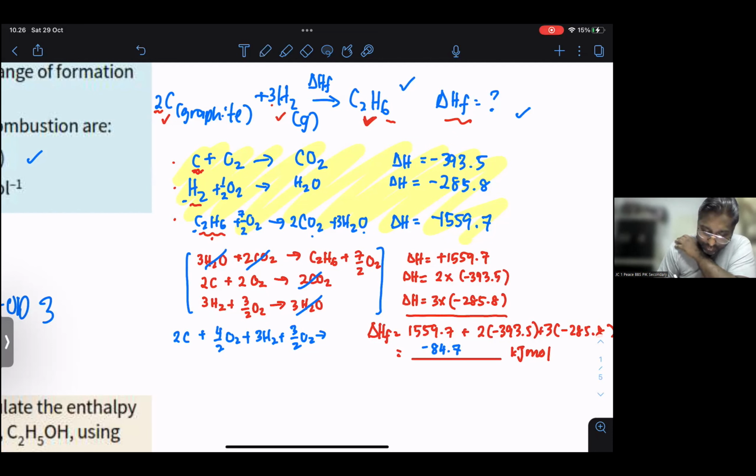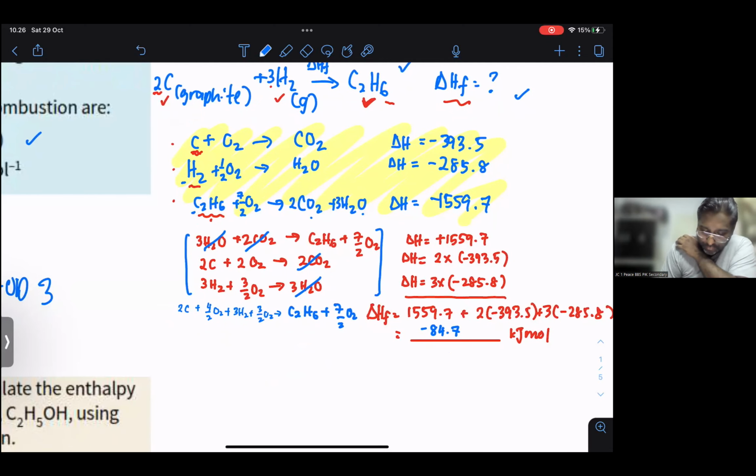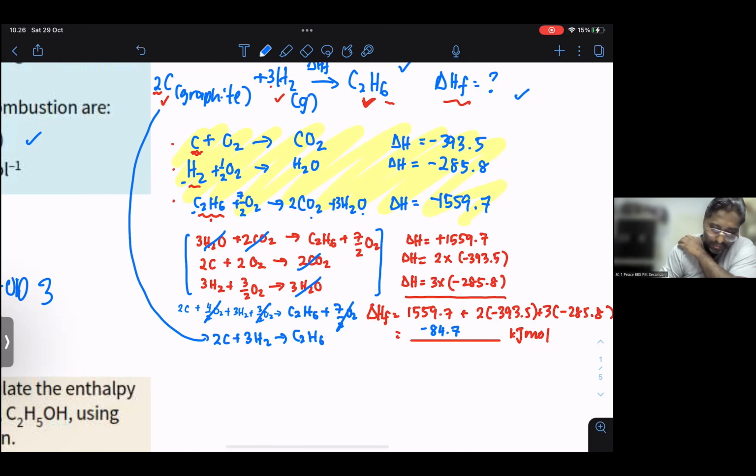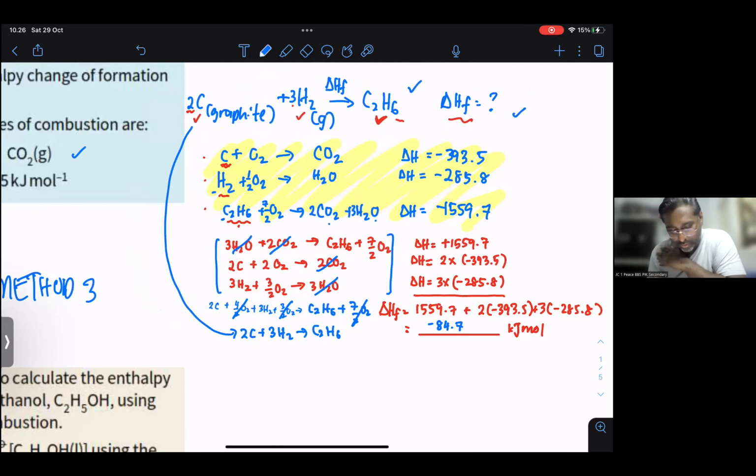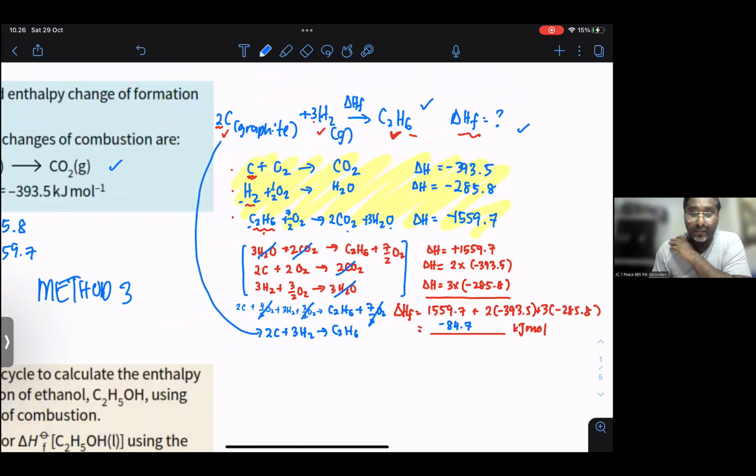Once you have this, I'll put it here. Then they will give you C2H6 plus 7 over 2 O2, since 4 over 2 plus 3 over 2 is 7 over 2 O2. So this one and this one can be cancelled, and you get 2 carbon plus 3 hydrogen to give me C2H6. So you don't need to worry about how they are going to give you the equations. Once you rearrange it properly, you are going to get the same equation. You just need to rearrange and straight away calculate, and that is very important. But of course you need to be careful.